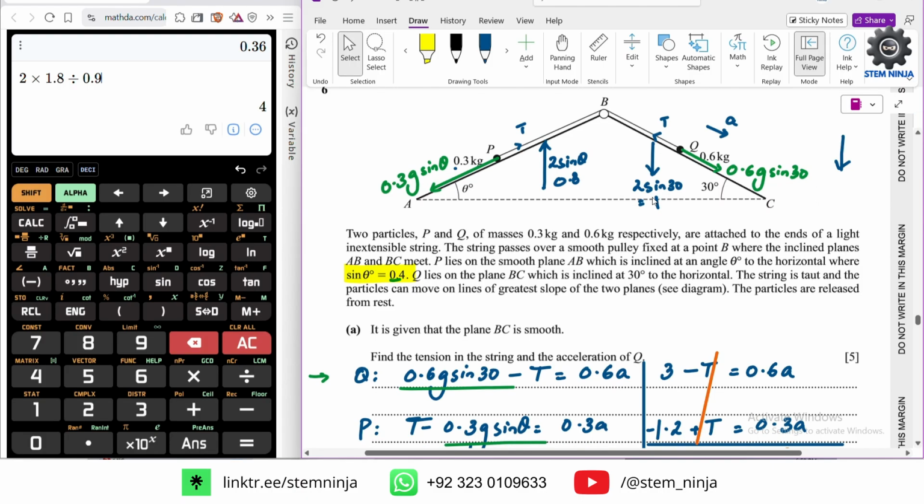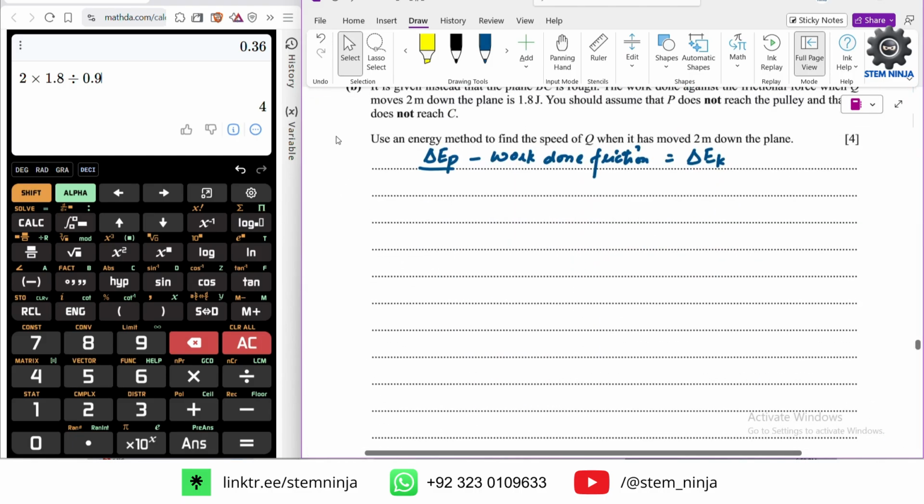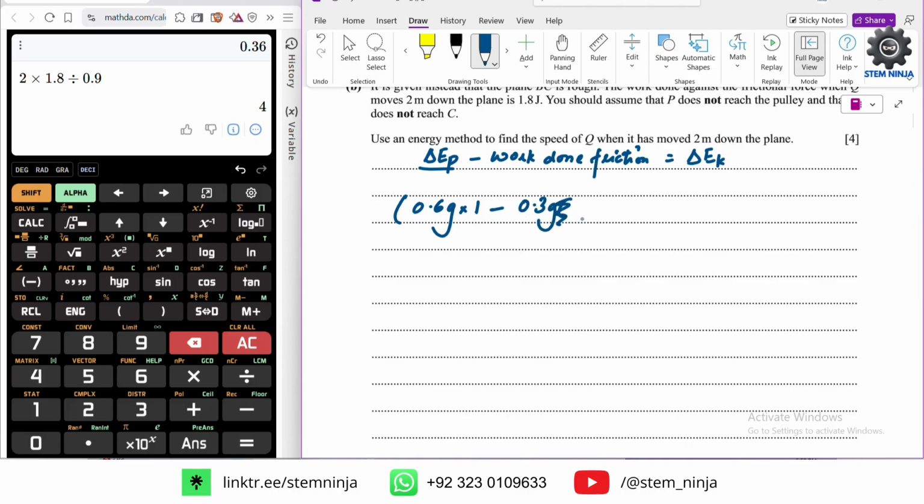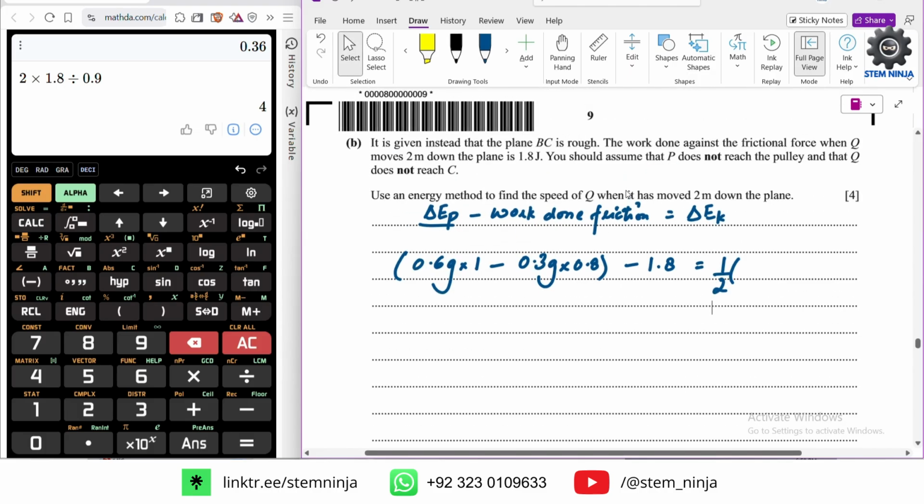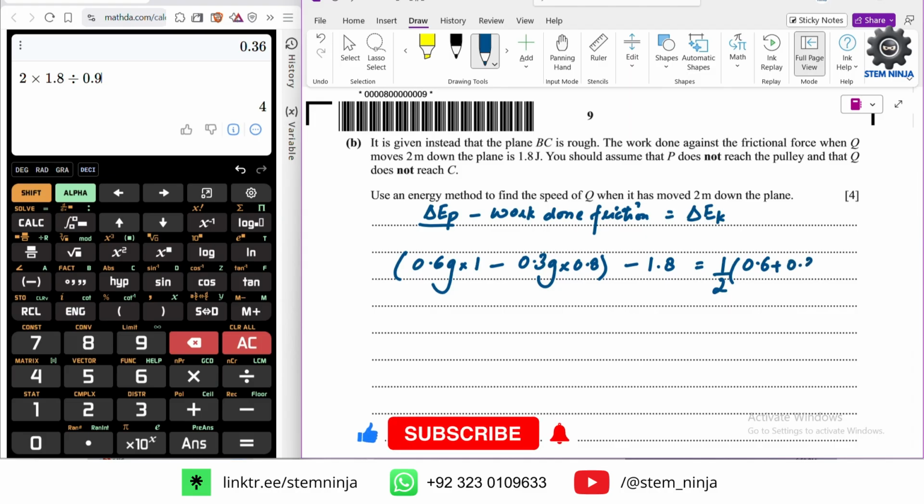So, mgh: 0.6 g times 1, minus 0.3 g times 0.8, minus 1.8 equals half. Since it started from rest, we just need that. Since they're connected particles, their masses will be added: 0.6 plus 0.3, v squared.